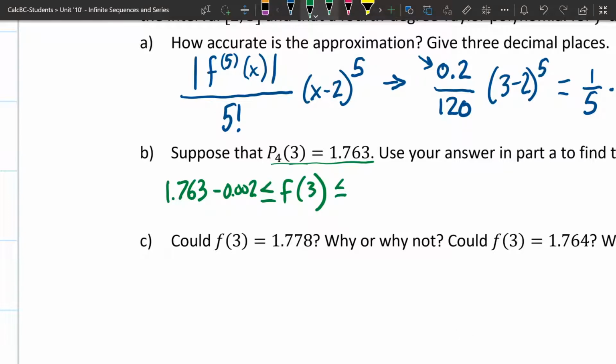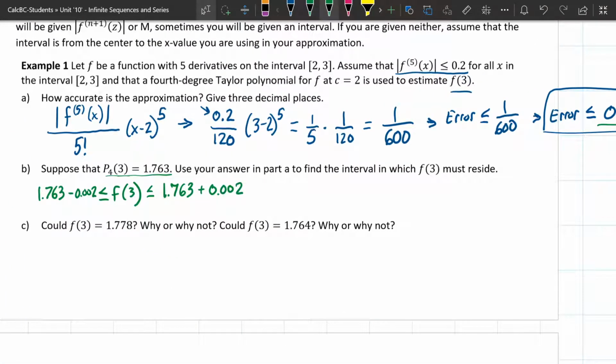And it's got to be less than or equal to our approximation, 1.763, plus whatever our error was. Again, we're just saying that the actual f of 3, our function, is going to be within that error, plus or minus, of our approximation that we're given in this case. So just to simplify, on the left side of that inequality, that's going to become 1.761, and the right side is 1.765.